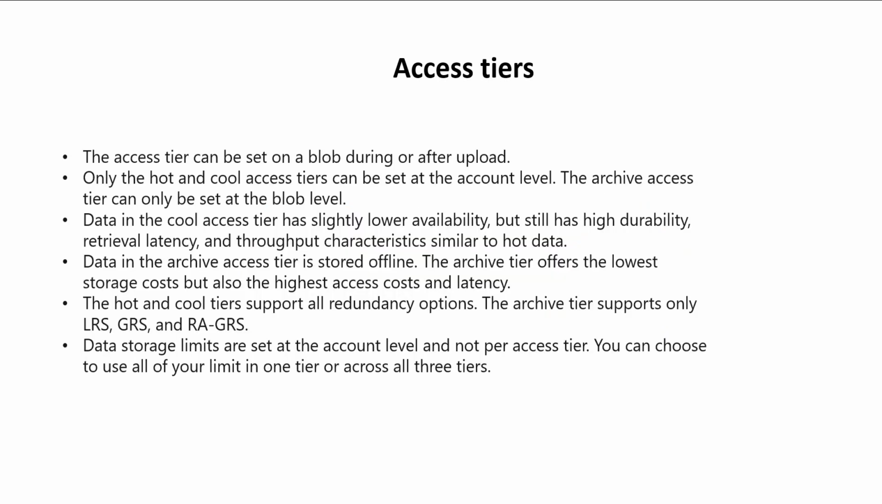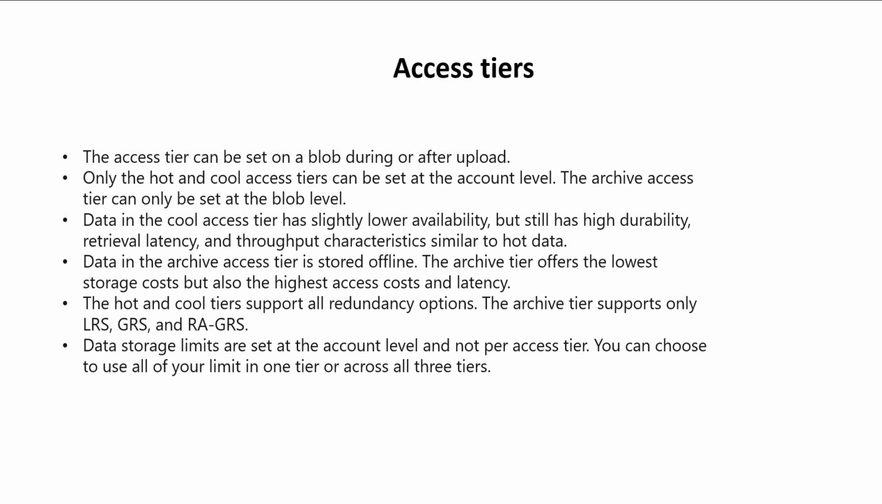The following considerations apply to the different access tiers. The access tier can be set on a blob during or after the upload. Only the hot and cool access tiers can be set at the account level. The archive access tier can only be set at the blob level. Data in the cool access tier has slightly lower availability but still has high durability, retrieval latency, and throughput characteristics similar to hot data.